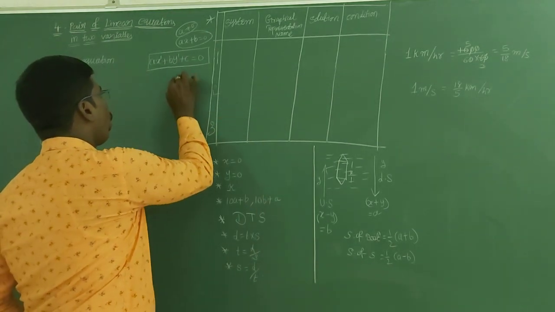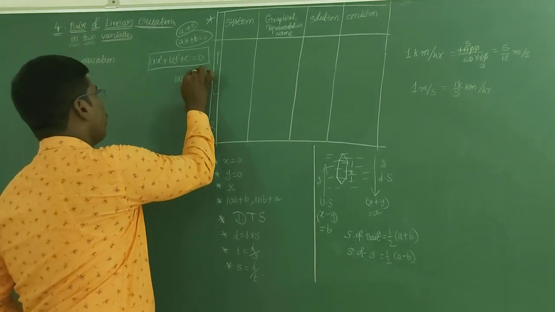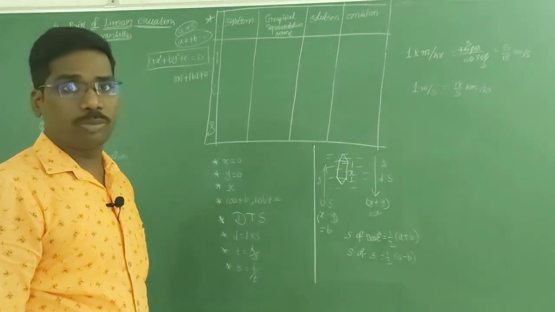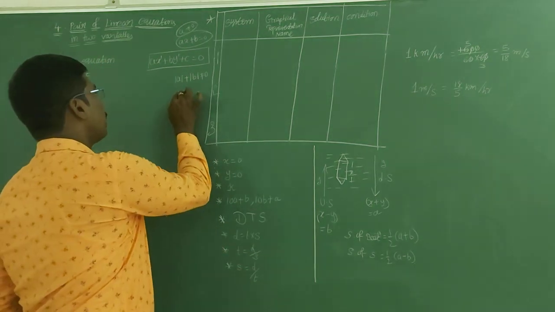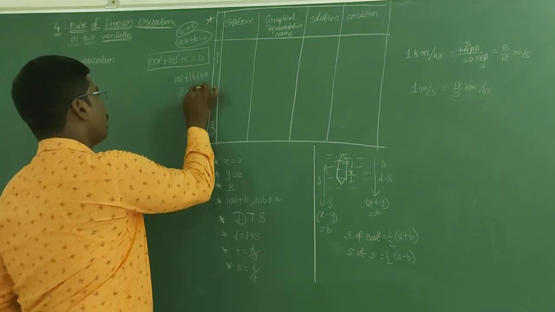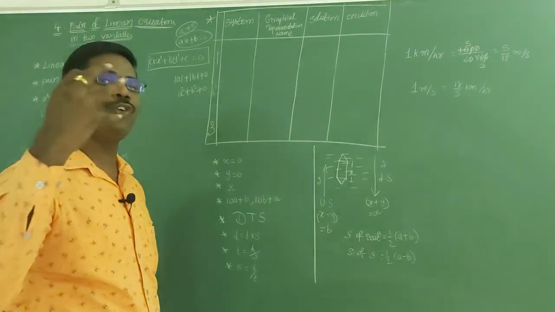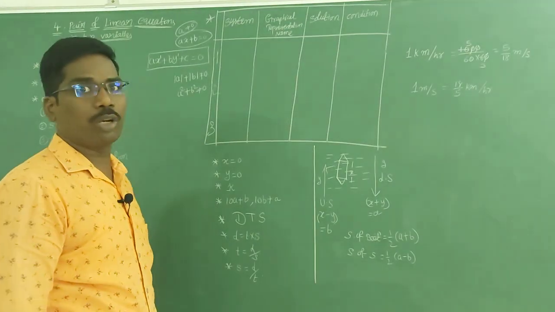Here the condition is modulus a plus modulus b is not equal to 0. Otherwise, a square plus b square is not equal to 0. Then only it is a linear equation in two variables.